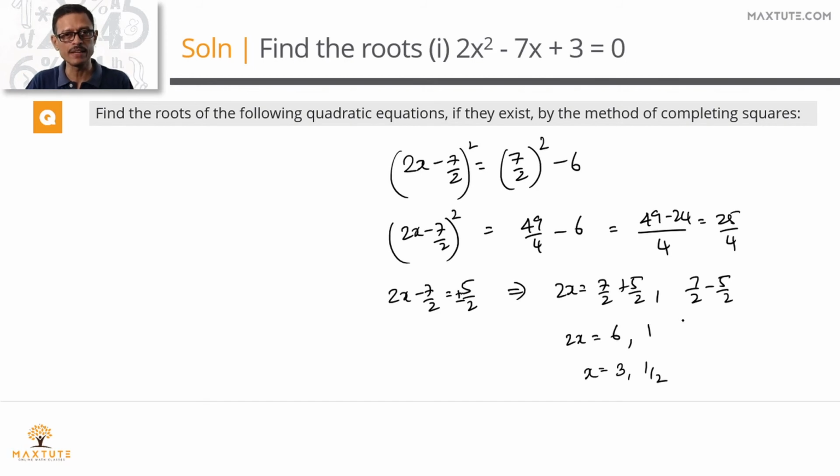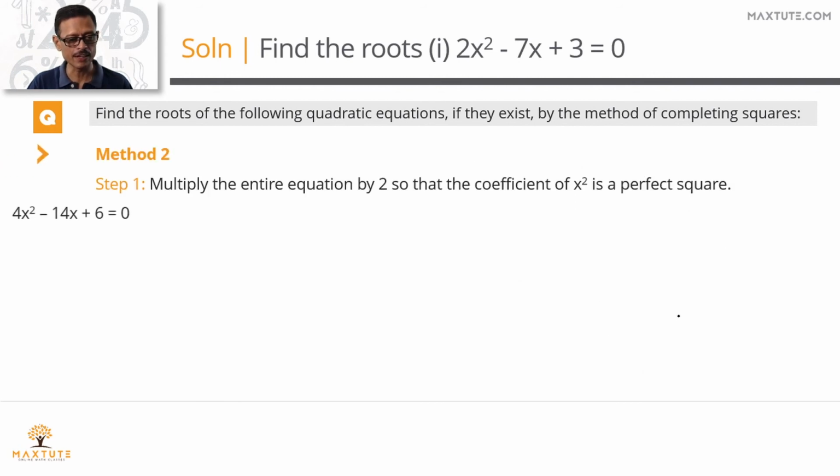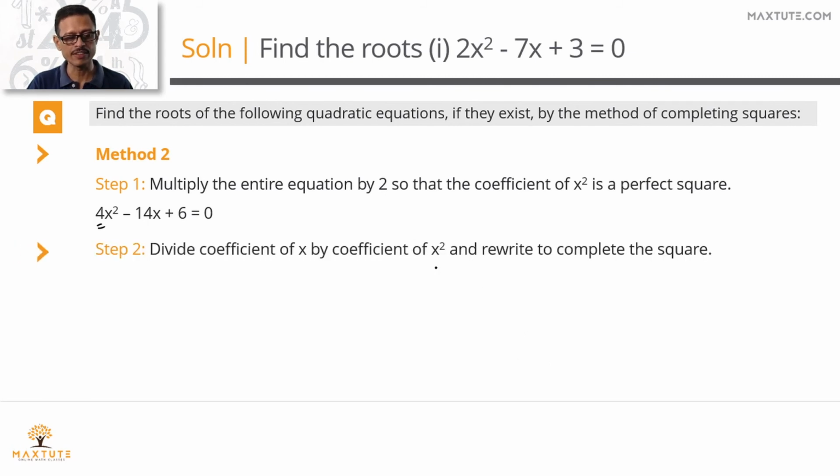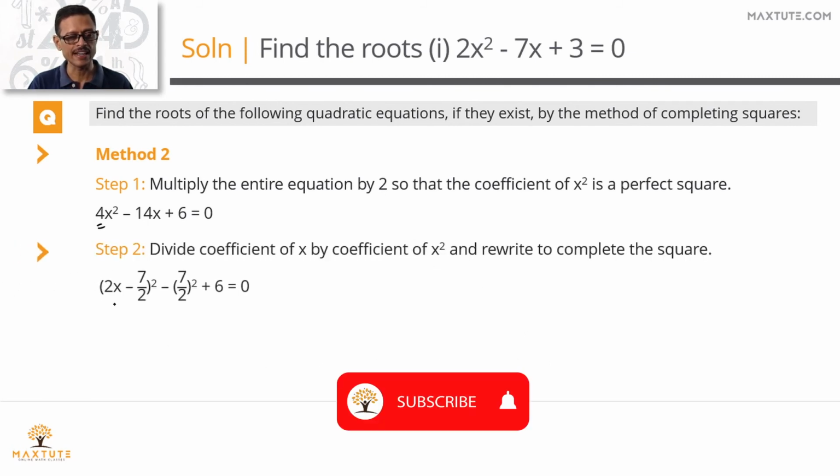Both these methods we are completing squares. In the first method, we are completing it to resemble an x minus q the whole square form. In the second method, we are completing it to resemble an ax minus q the whole square form. Quickly summarize the second method in a printed form. We multiplied the coefficient of x square by 2 so that the coefficient of x square becomes a perfect square. Second step, we are going to be dividing the coefficient of x by the coefficient of x square and complete the square as follows.